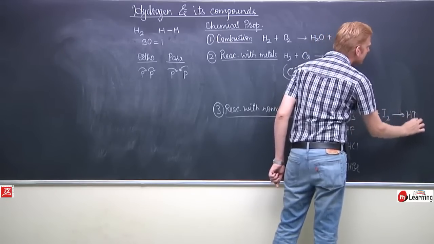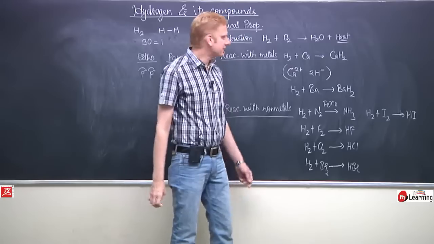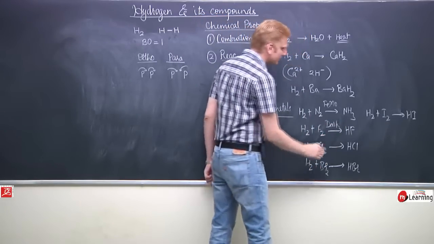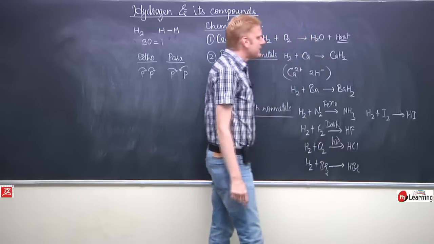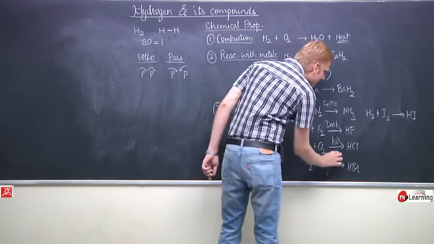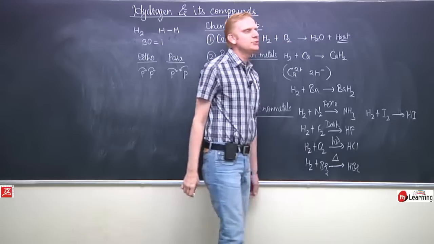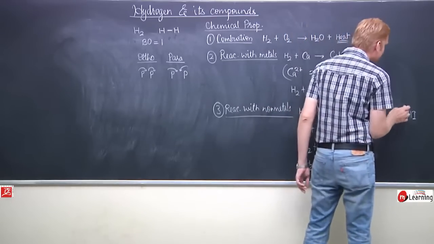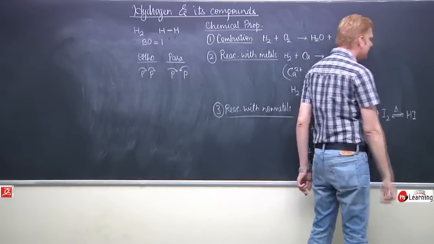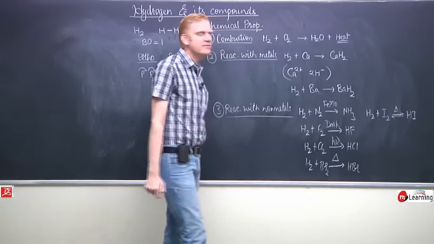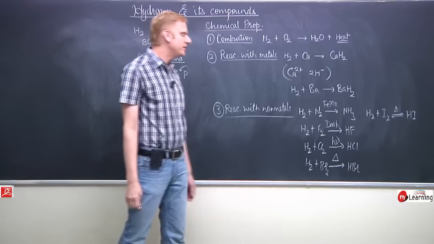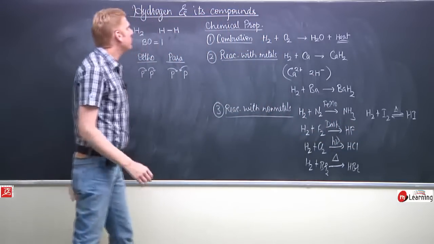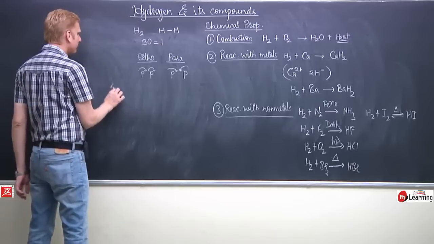In fact, all these reactions take place in various conditions. This reaction is possible even in dark. This reaction takes place in presence of light. This reaction takes place when the two gases are heated. This reaction requires heating, and in fact the reaction is reversible, that means it does not undergo completion. These are the reactions of hydrogen that show the properties of diatomic hydrogen.